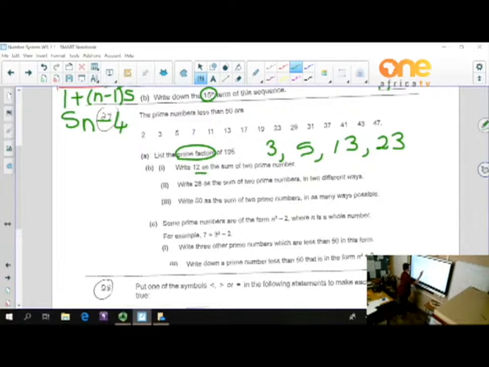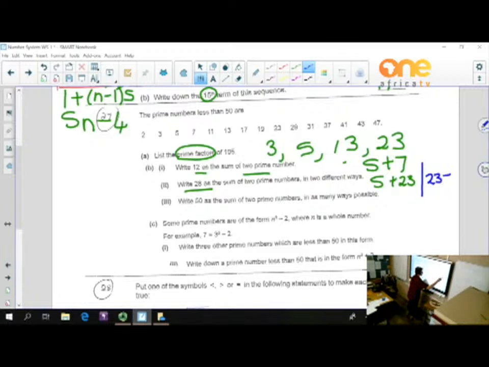Write 12 as the sum of two prime numbers. So we can see now what will give us, and that will be 5 plus 7. There's my prime numbers. I choose them there. Write 28 as the sum of two prime numbers. So you'll have to see, what about 5 and 23? So 5 plus 23, but it could also be 23 plus 5. They say in two different ways. Perhaps you can find another one.